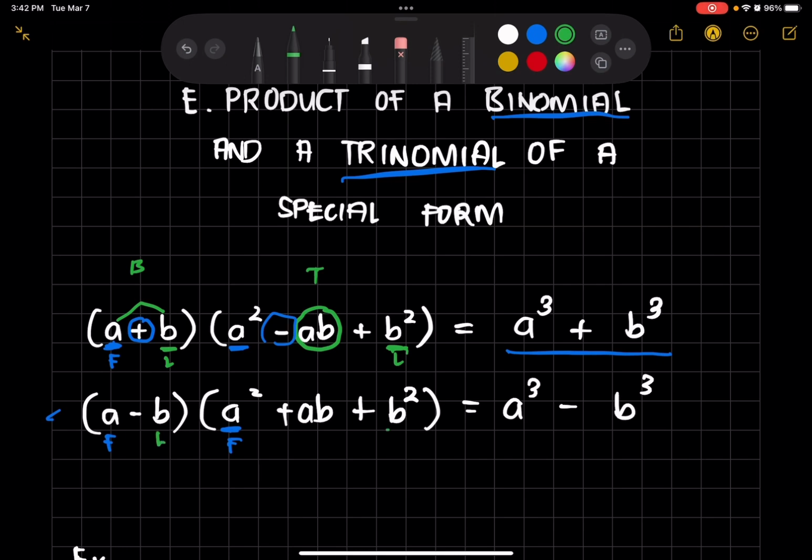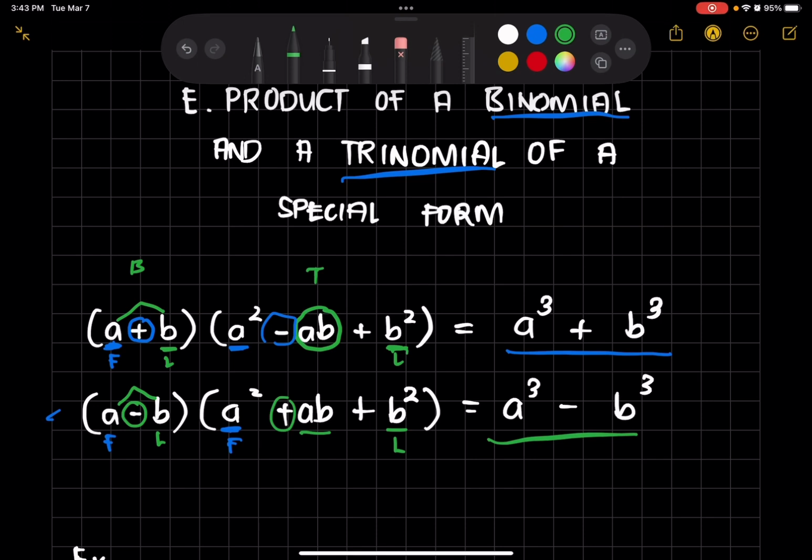Okay? And the last one, the fourth condition, it should be the product of the first term and the last term in the binomial. But it's an additive inverse. Or that means the opposite. Okay, so product ng A at saka B, that is AB. And the opposite of subtraction is plus. So, if we met all the 4 conditions, then we can apply this rule. The product of a binomial and a trinomial of a special form.